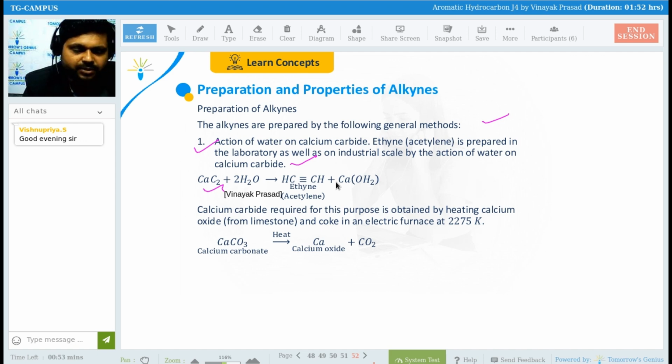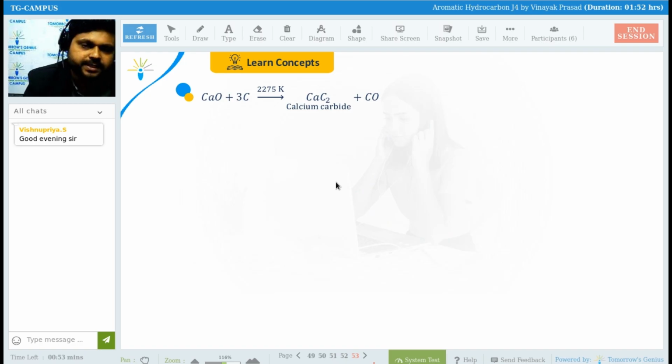See here, CaC2 is there. In the presence of water, you will be getting ethyne. Calcium carbide required for this purpose is obtained by heating calcium oxide, that is limestone, and coke in an electric furnace. So we will be getting CaO and CO2. Now, CaO with 3 carbon, we will be getting CaC2 and CO.